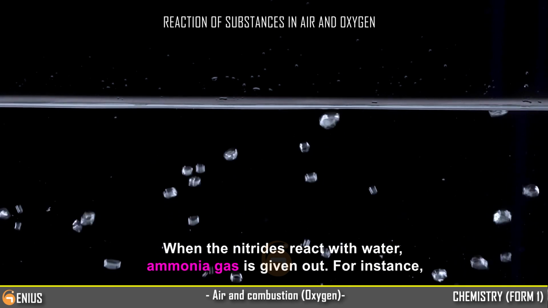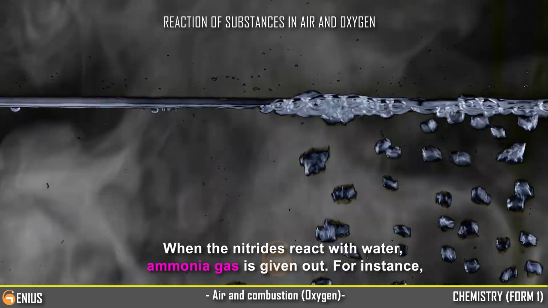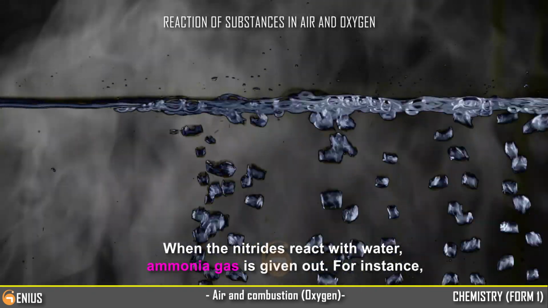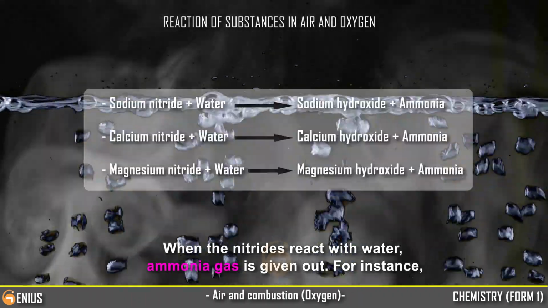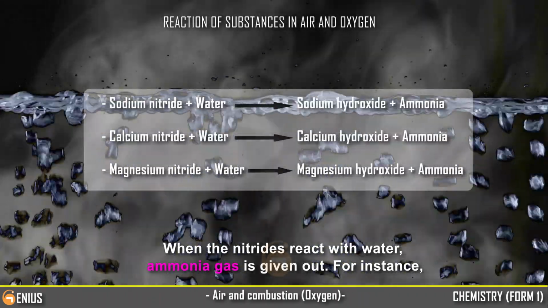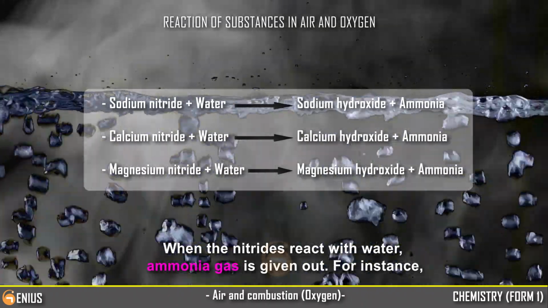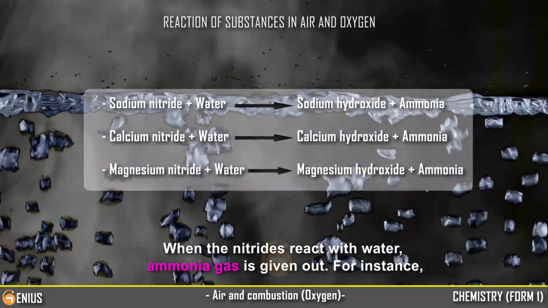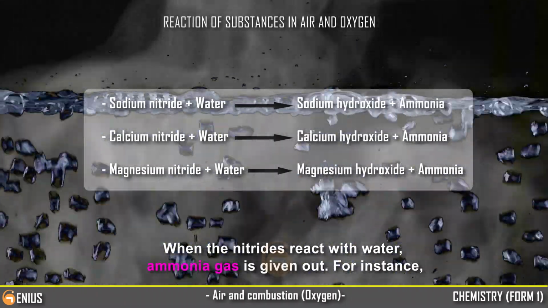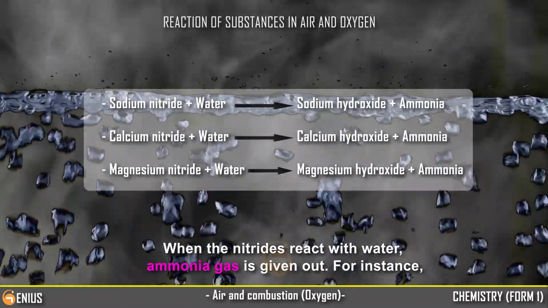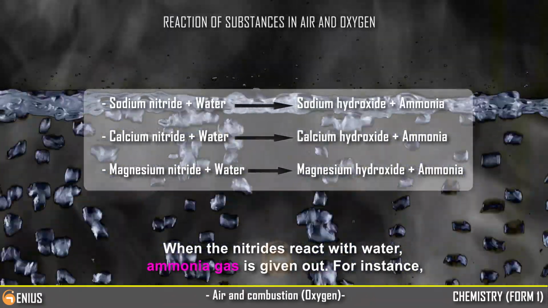When the nitrides react with water, ammonia gas is given out. For instance, sodium nitride reacts with water to form sodium hydroxide and ammonia. Calcium nitride reacts with water to form calcium hydroxide and ammonia. Magnesium nitride reacts with water to form magnesium hydroxide and ammonia.